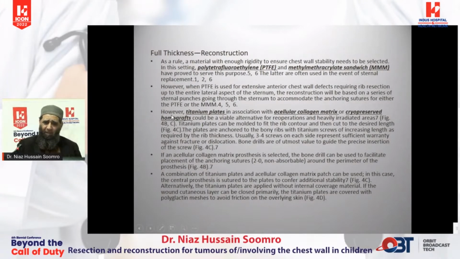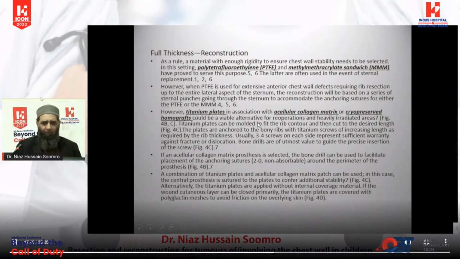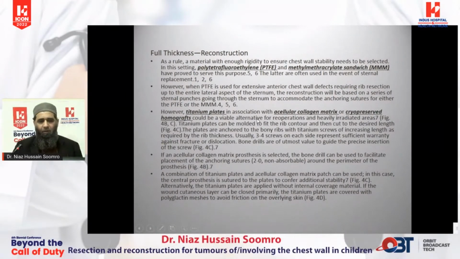However, titanium plates in association with acellular collagen matrix or cryopreserved homograft could be a viable alternative for reoperations and heavily irradiated areas, because sometimes the irradiated area has damaged a lot of the normal chest wall structures. So that's why they may need more stabilization, and we can stabilize these remaining ribs with the titanium plates. I will show you in the picture. So a combination of titanium plates and acellular collagen matrix can be used.